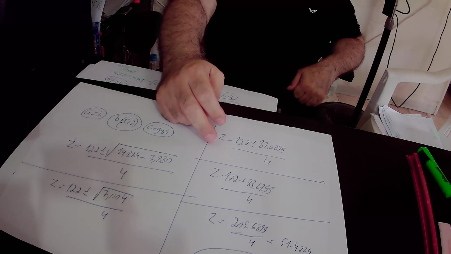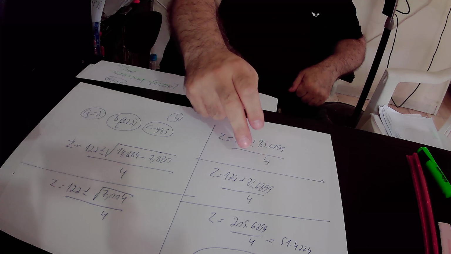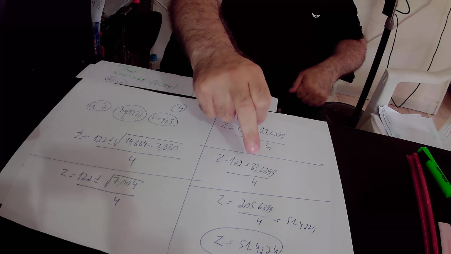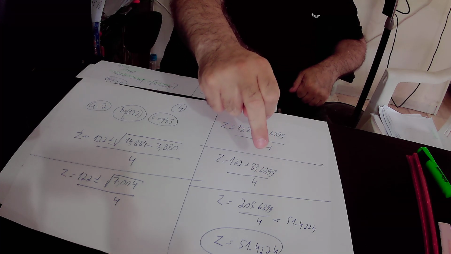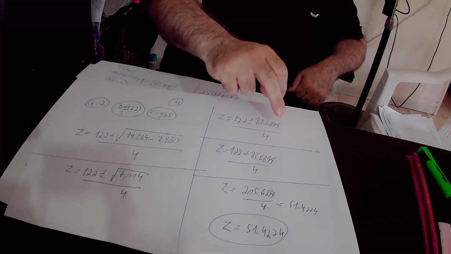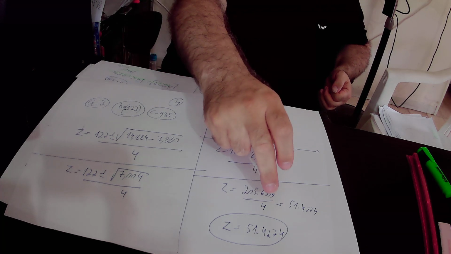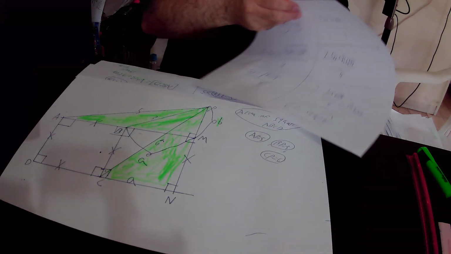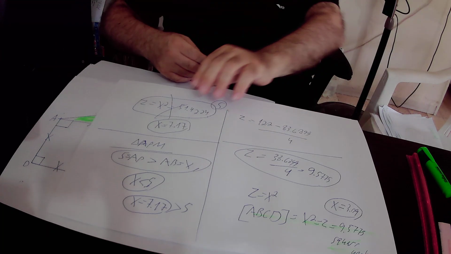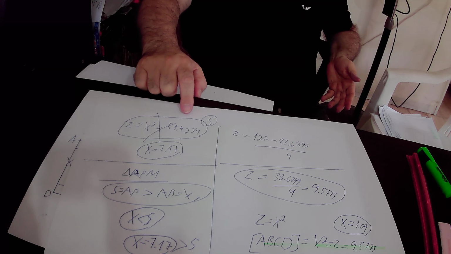The first solution for z is that z equals 122 plus 83.6899 over 4, and 122 plus 83.6899 is 205.6899, and if we divide it by 4, we get that z equals 51.4224. So we found that z equals 51.4224. But what is z? Actually, z, according to definition, is equal to x squared, and we found that z equals 51.4224.